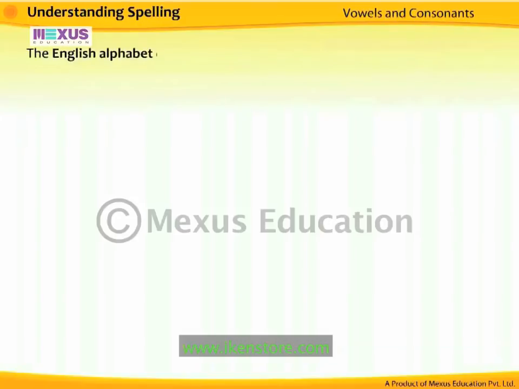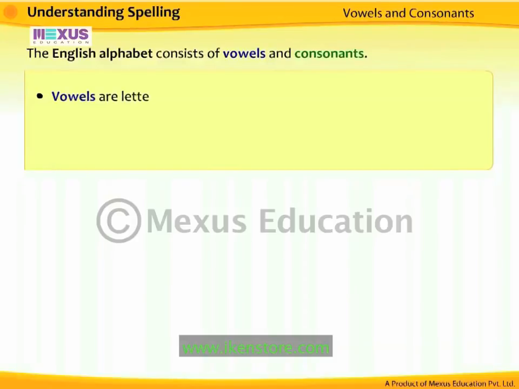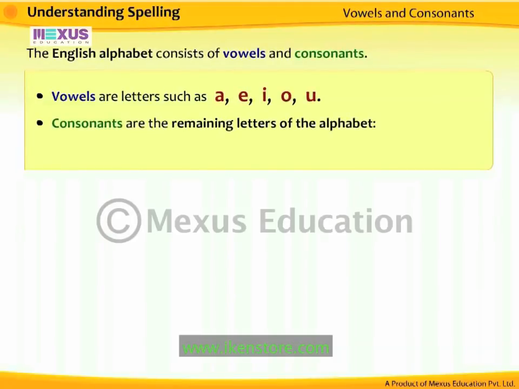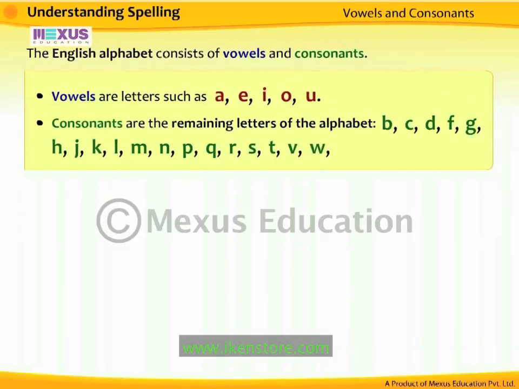The English alphabet consists of vowels and consonants. Vowels are letters such as A, E, I, O, U. Consonants are the remaining letters of the alphabet such as B, C, D, F, G, H, J, K, L, M, N, P, Q, R, S, T, V, W, X, Y, Z.